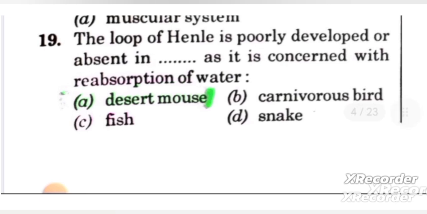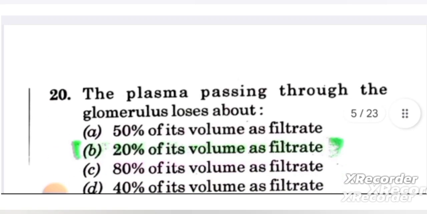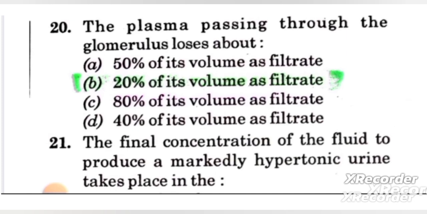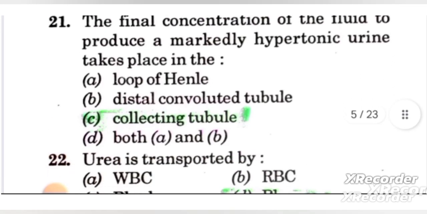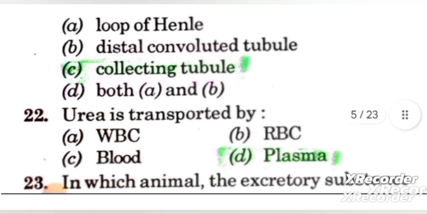Next, 19. The loop of Henle is poorly developed or absent in dash, as it is concerned with reabsorption of water. Answer A: desert mouse. Next, 20. The plasma passing through the glomerulus loses about answer B: 20% of its volume as filtrate. Next, 21. The final concentration of the fluid to produce a markedly hypertonic urine takes place in the answer C: collecting tubule.